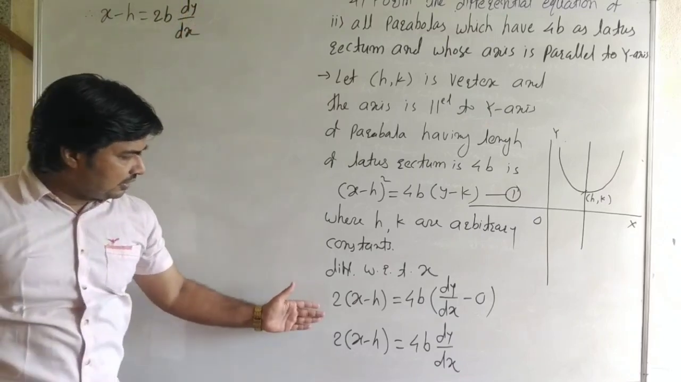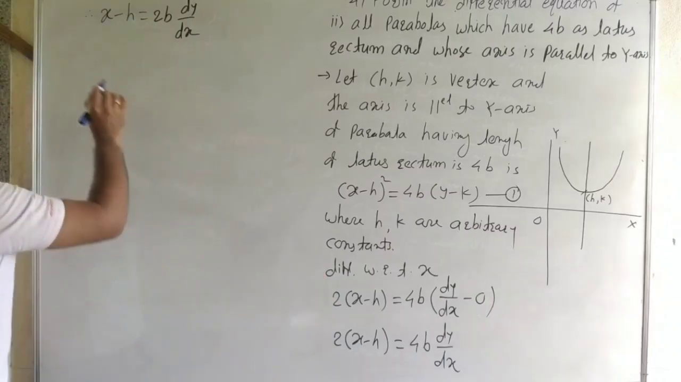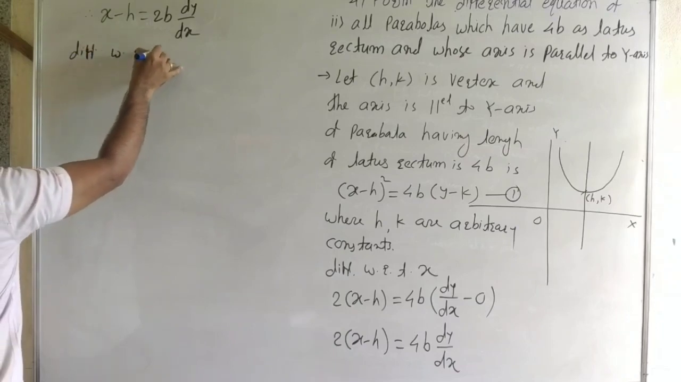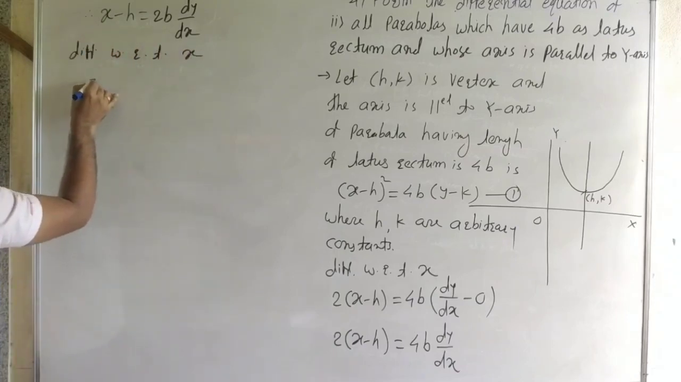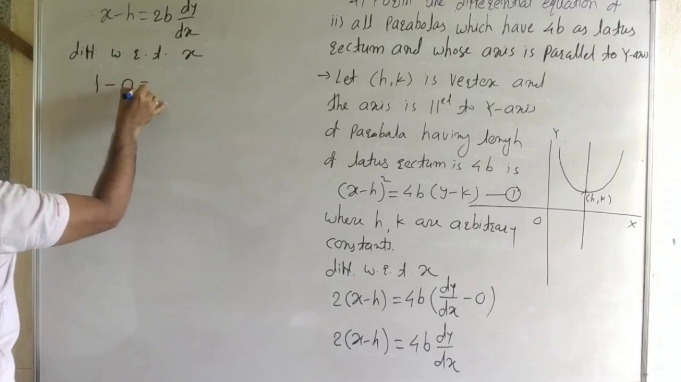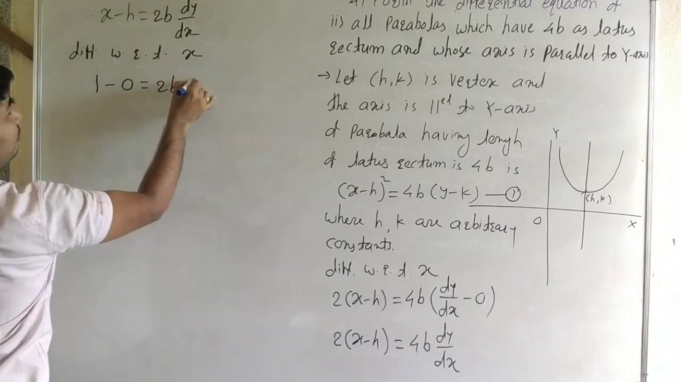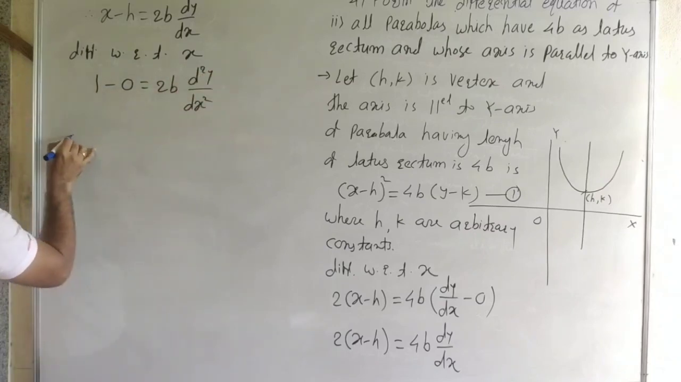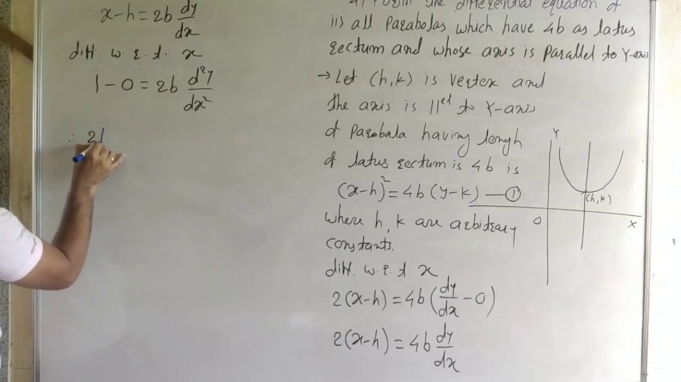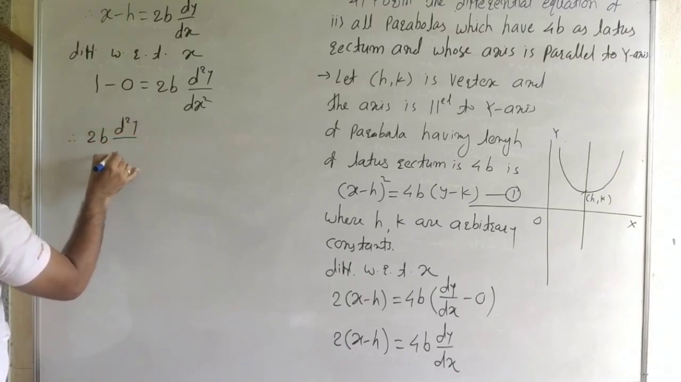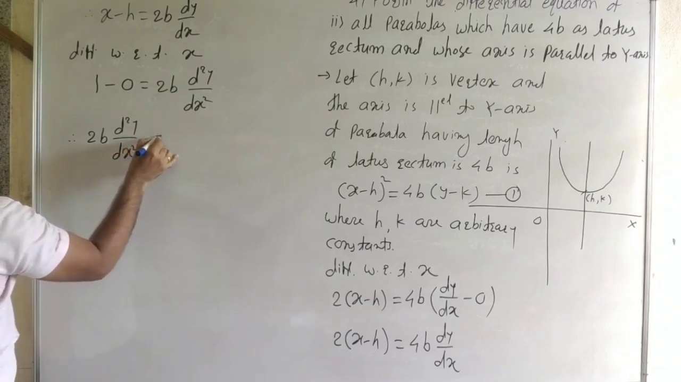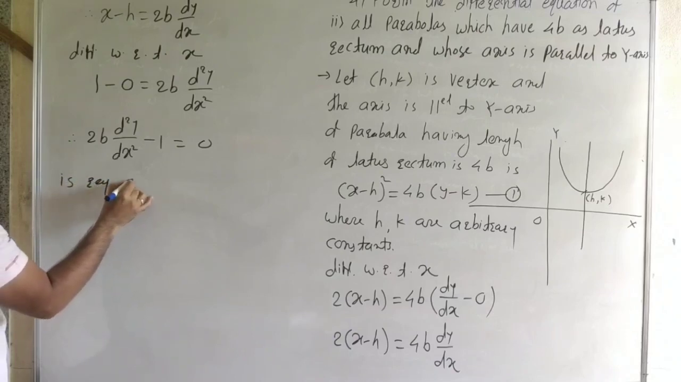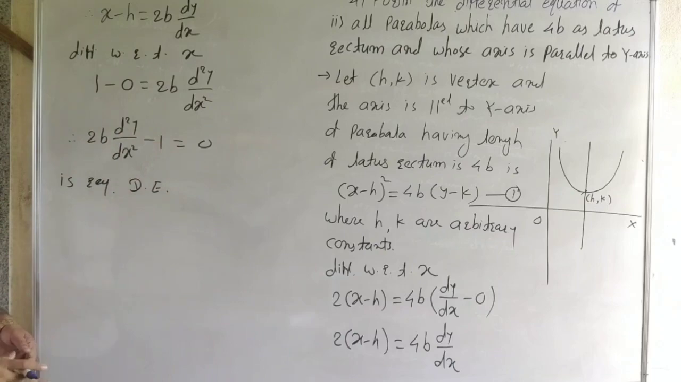See carefully this. Now again differentiate with respect to x. The derivative of x is 1, minus 0, is equal to 2b constant, and the derivative of y is d2y by dx2. Therefore the last answer is 2b d2y by dx2 minus 1 is equal to 0, which is the required differential equation.